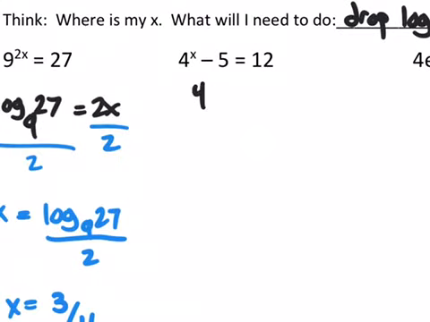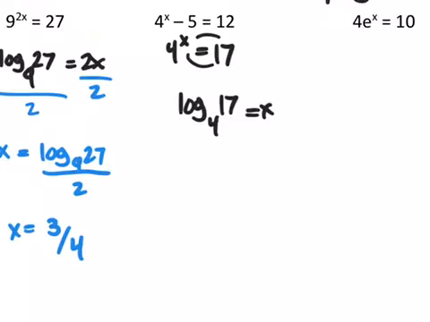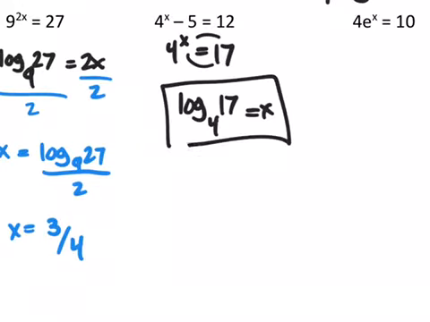On this one, before it's ready for drop, log, and roll, I will need to add the 5 to both sides. Now it's ready for drop, log, and roll. Alright, drop the 4 with the log, swap the x and the 17. And this one, if you typed it in, remains as a decimal, so we would leave the answer just like that.